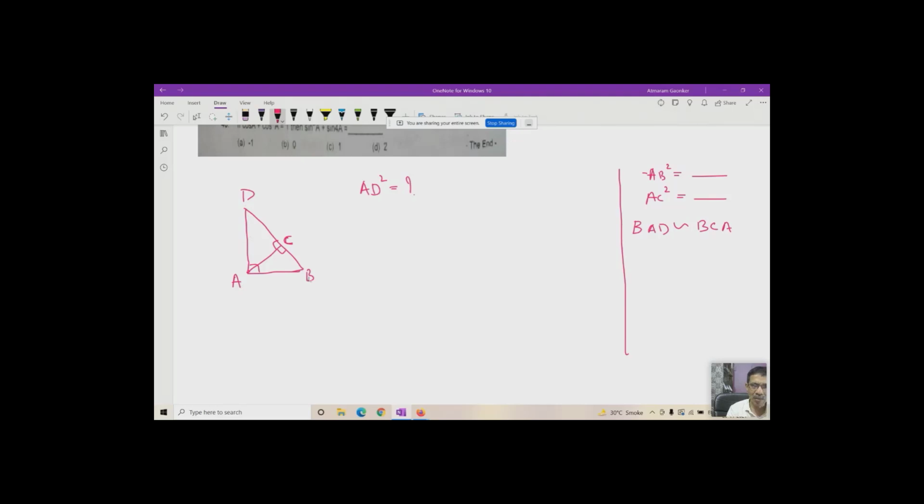The whole triangle is BAD, and the second triangle that is formed is BCA. You see, always the angle which is 90 degrees is kept at the center. C is 90 degrees, and it is also similar to the third triangle that is formed, DCA.